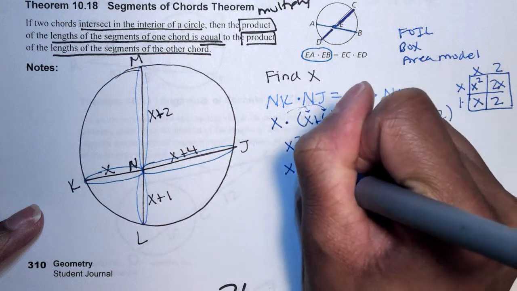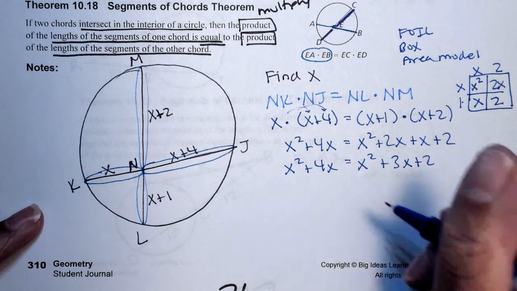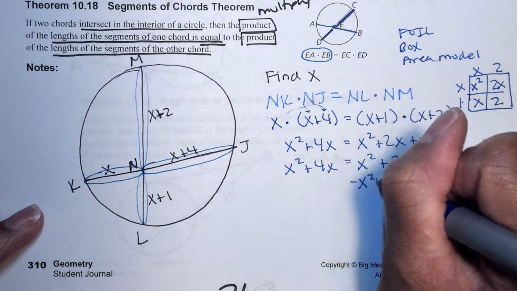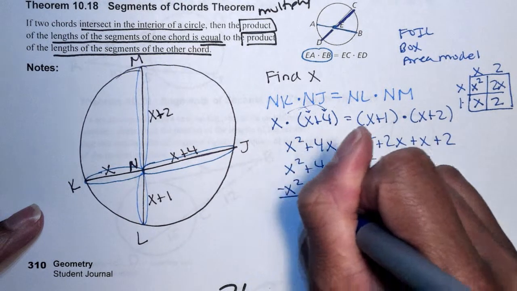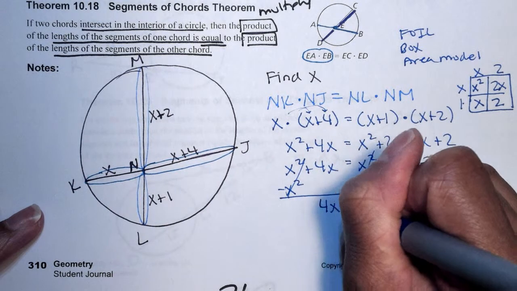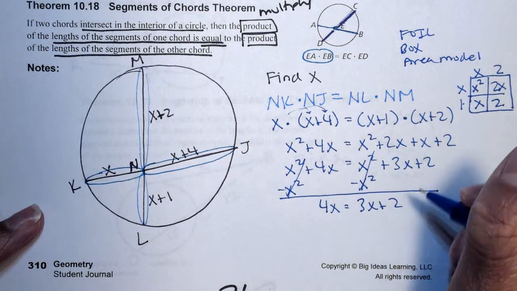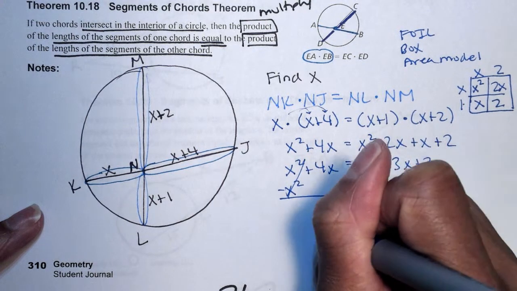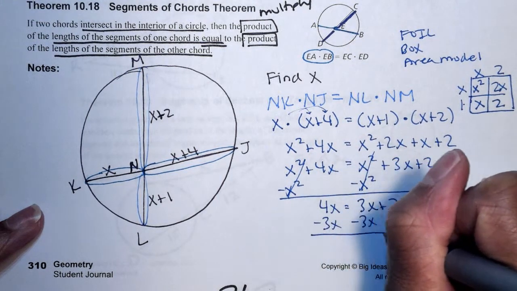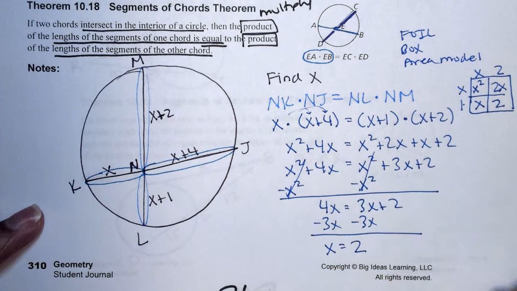And on my left-hand side, I have x squared plus 4x. Now I'm going to subtract what I don't need. So if I subtract x squared, I'm left with 0 on both sides. They cancel. So I have 4x equal to 3x plus 2. I'm going to subtract 3x from both sides. And 4x minus 3x is just x, which equals 2.